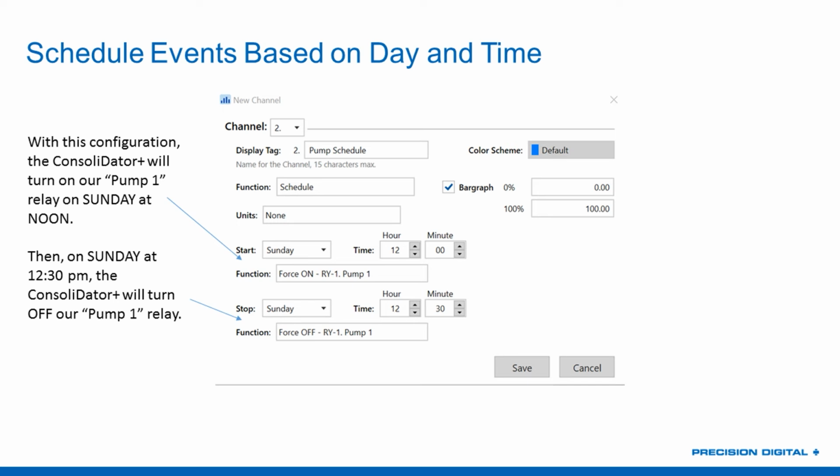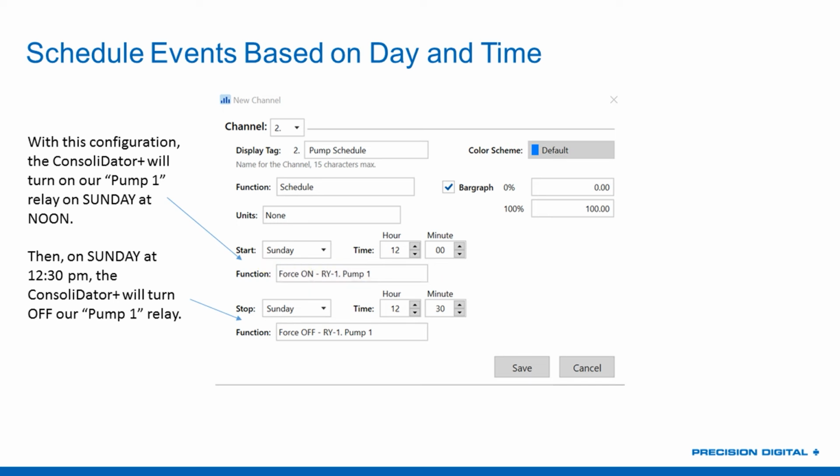That's really all they want to do. They want to run a pump for a half hour. Well, to do that, we quite literally tell the consolidator when to start, which is Sunday at noon. And our function is to force on the relay that's tied to pump 1. So on Sunday at noon, the consolidator is going to force that relay on.